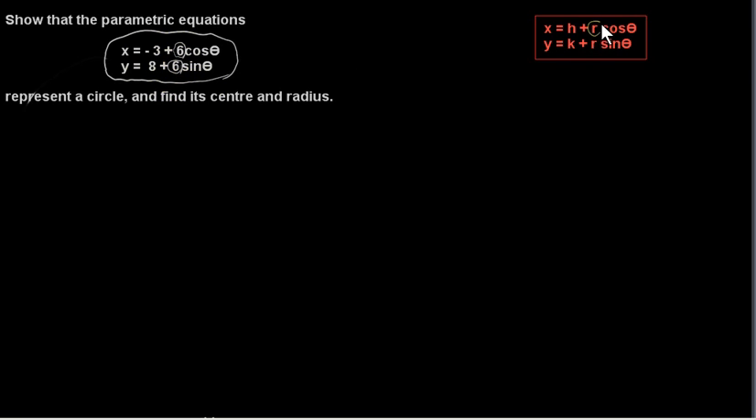And that's what we need. These numbers must be the same if this pair of equations represents a circle. And then we have the numbers h and k. Well, h is minus 3 in this case, k is 8. So we can see that these equations have the same form as these, so these equations must represent a circle. The radius is 6, and the centre h, k is minus 3, 8.